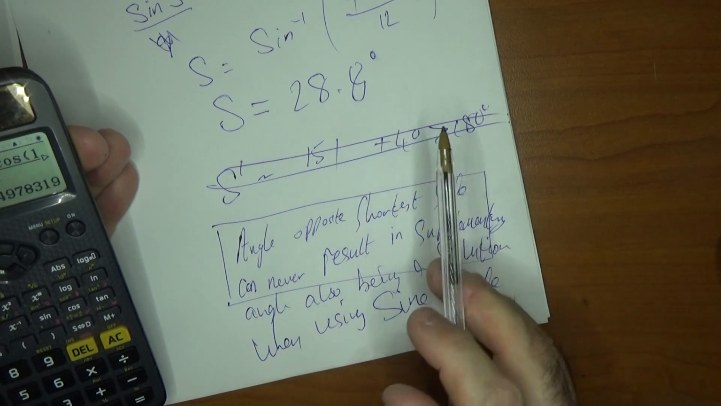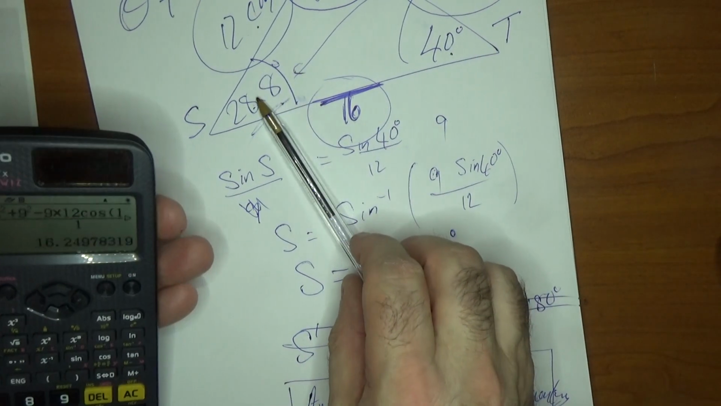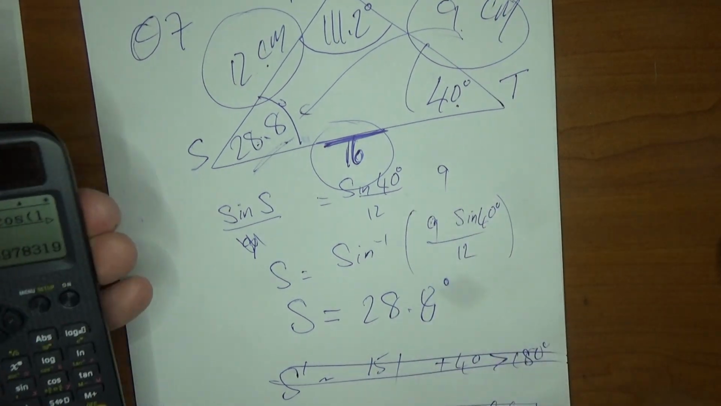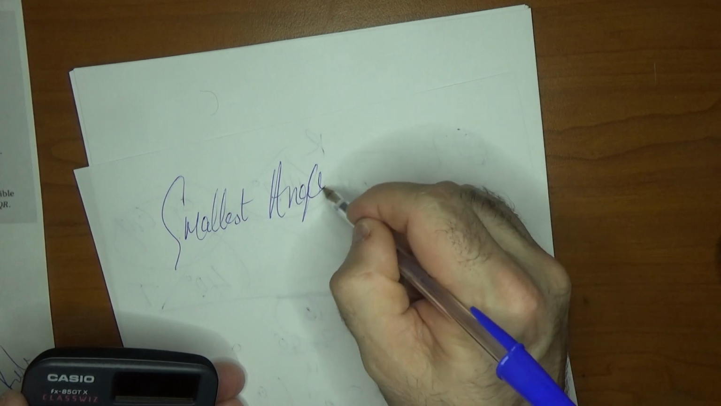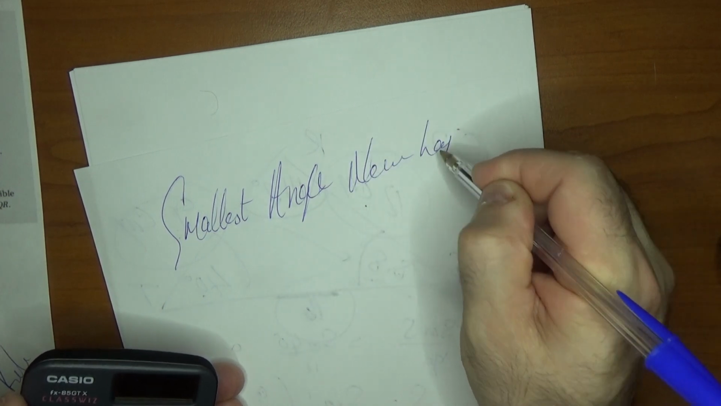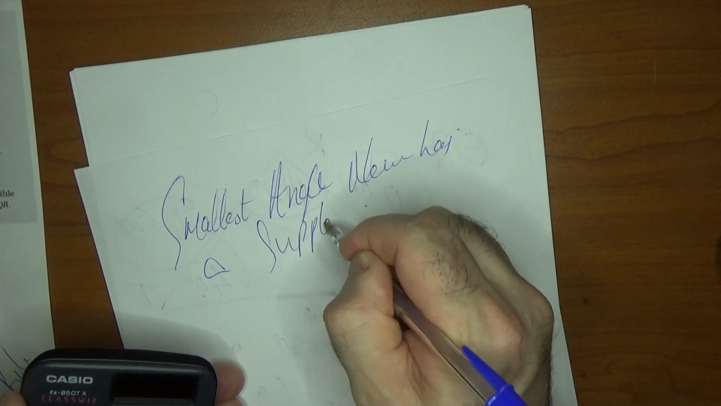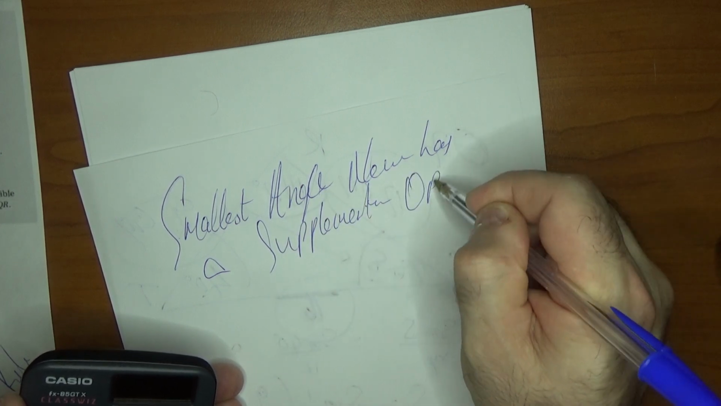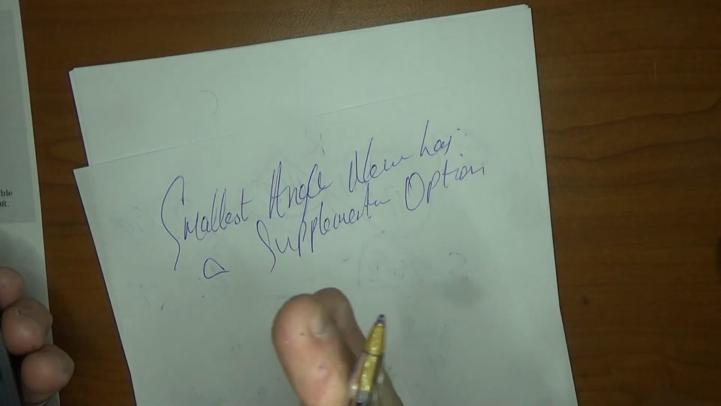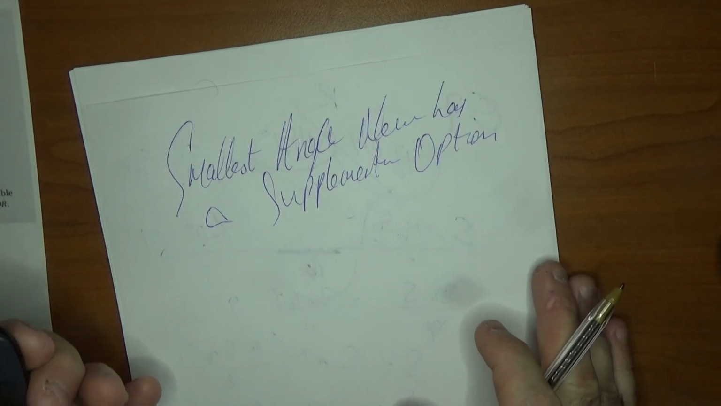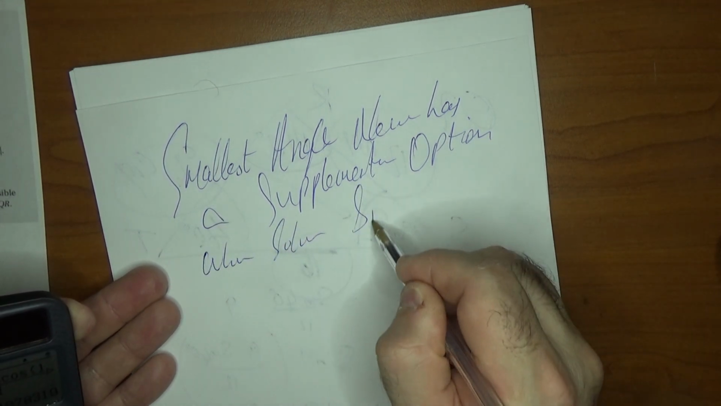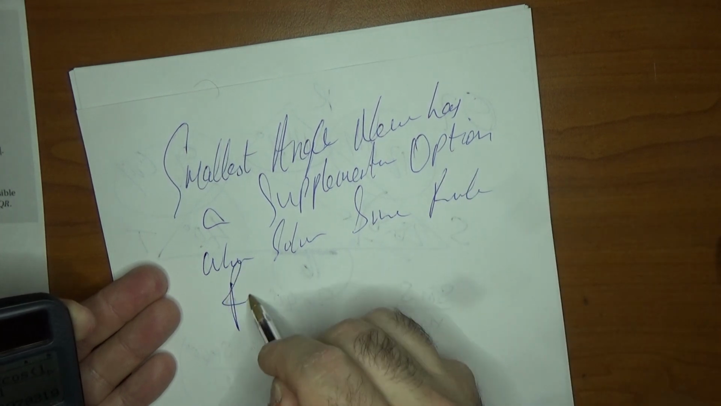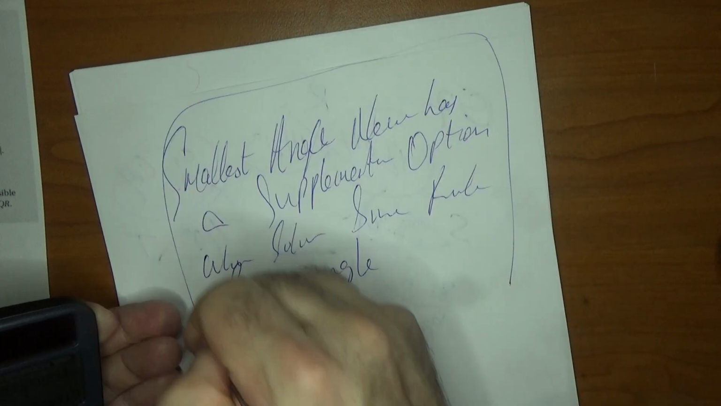Okay, so the angle opposite the shortest side, which means the smallest angle, can never... yes, we could certainly say that more elegantly. We could say the smallest angle never has a supplementary option. Now it does when you're using the area given to you in a triangle, but not when solving the sine rule for an angle. Okay, that's my conjecture, and we'll see how that goes.